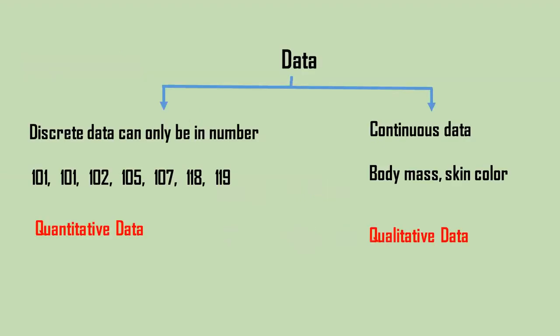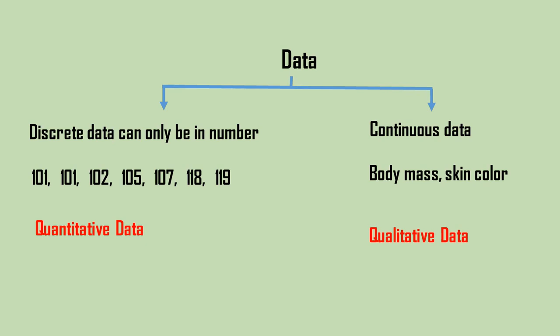We can also represent the data in a different form. For example, some data is in discrete values. For example, students getting marks out of 30 in one quiz. So this is discrete data, and this is also called quantitative data.